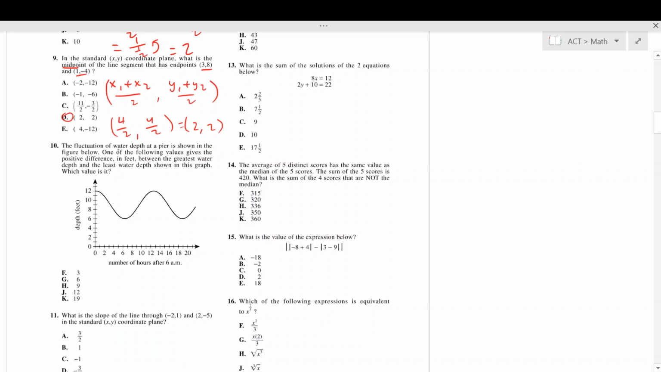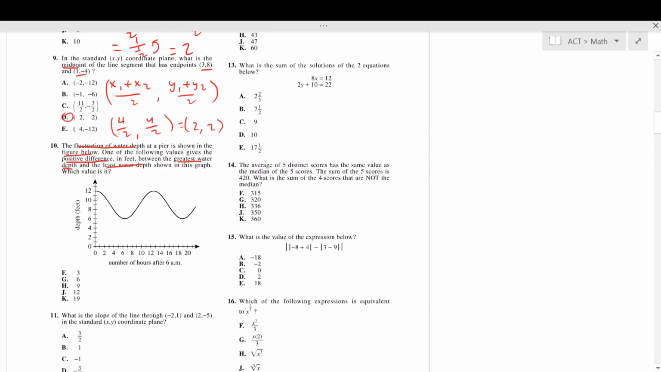The fluctuation of water depth is shown in the figure below, and one of the following values gives a positive difference. So we're looking for the positive difference in feet, right? So I notice this unit here, and I'm just going to confirm that the y-axis is indeed in feet. So it is in feet, so we're all good, don't need to worry about that. Difference between the greatest water depth and the least water depth. So the positive difference between greatest and least.